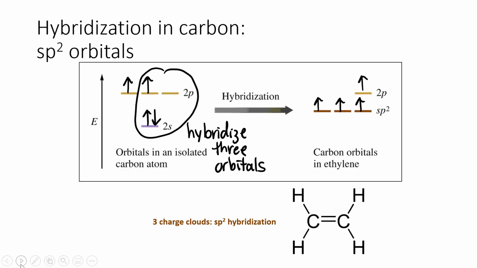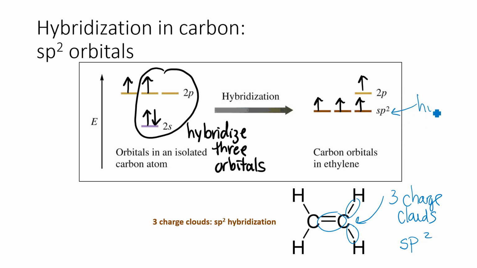Okay, so now let's take a look at this example, C2H4. This carbon only has electrons on 1, 2, 3 sides, so it's got 3 charge clouds. So we're only going to hybridize 3 orbitals here. We're going to make these 3 sp2 hybrid orbitals, and then we're going to have 1 orbital left over that is unhybridized. So I have these 4 electrons over here. 3 of them are going to end up in these sp2 hybrid orbitals. 1 is going to stay up here in this unhybridized p orbital.